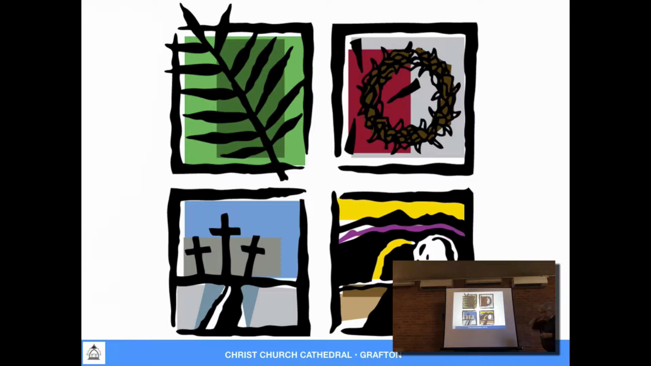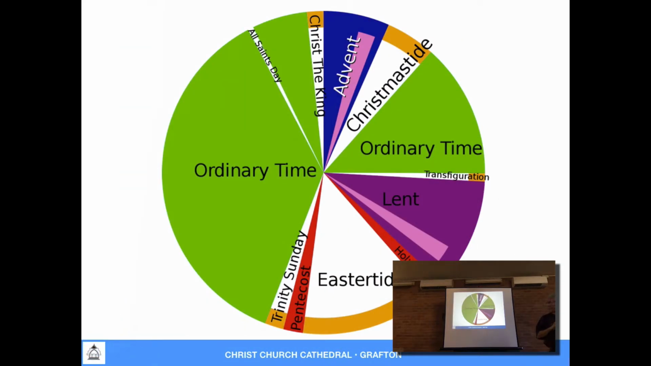But we're going to see there's a lot more to Holy Week than just Palm Sunday, Maundy Thursday, Good Friday and Easter Day. I'm not worrying so much about the historical questions, like when did Jesus die, where did it happen. I'm looking more at how we celebrate Holy Week, what the week looks like for us.